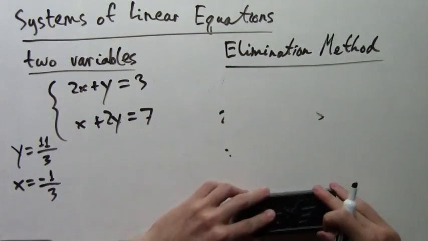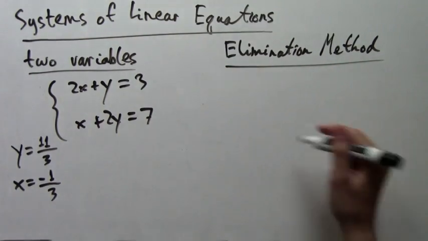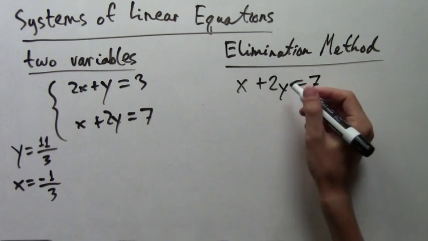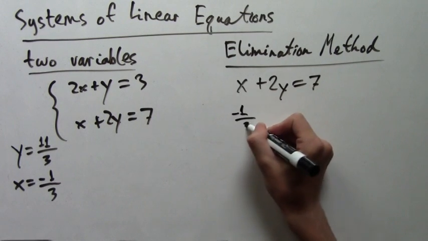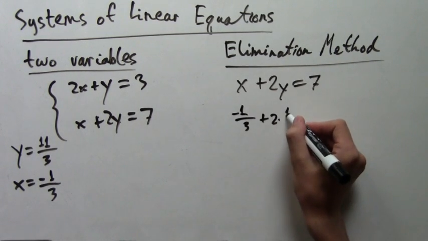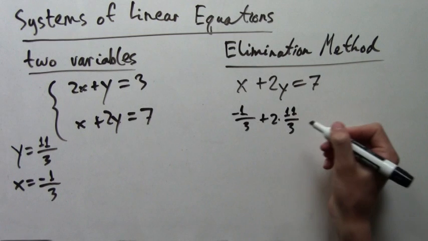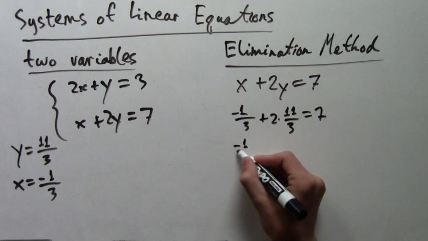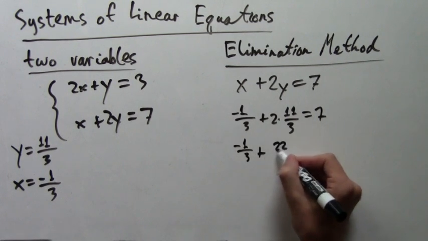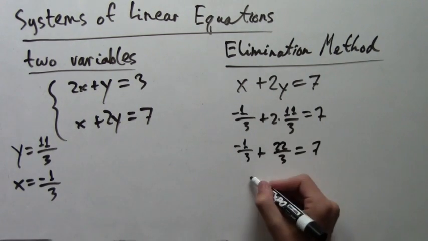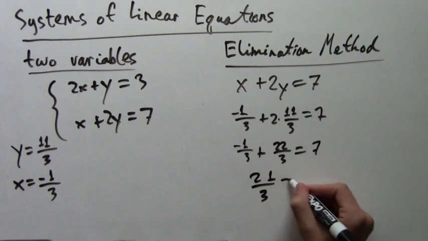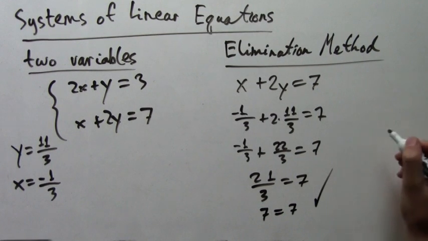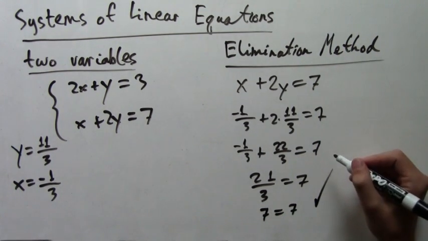Now we just have to check the second equation. That is x plus 2y equals 7. So we plug in our x and our y, and we get negative a third plus 2 times 11 thirds equals 7. This simplifies to negative a third plus 22 over 3 equals 7, or 21 over 3 equals 7. Well, 7 equals 7 is true, so we're all good.